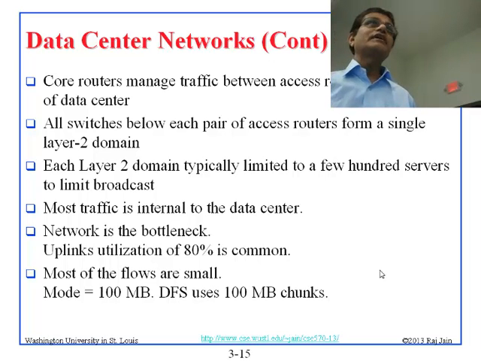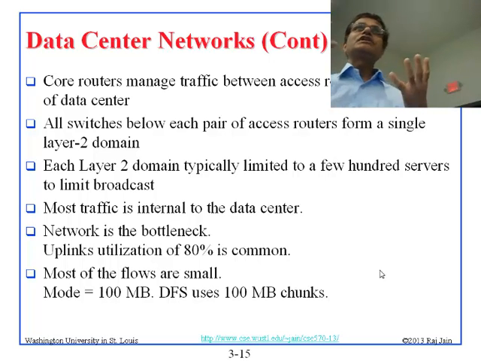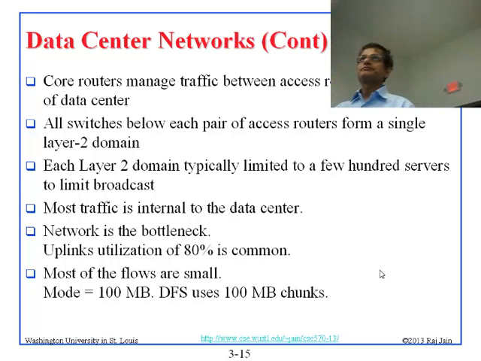DFS is the distributed file system, which is commonly used, and uses 100 megabyte chunks, and that is why there is a mode there. If you're using DFS, the file will be broken into 100 megabyte chunks, and it will be sent one chunk at a time. So each flow would be 100 megabyte. Then there will be a gap, then another flow, and then a gap, and another flow. All right? Makes sense so far?